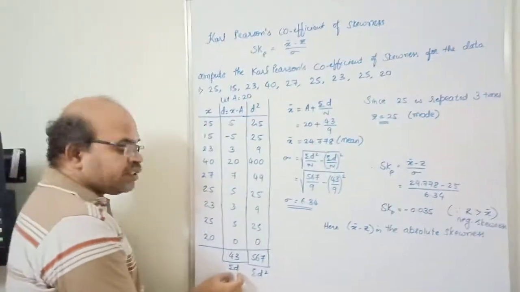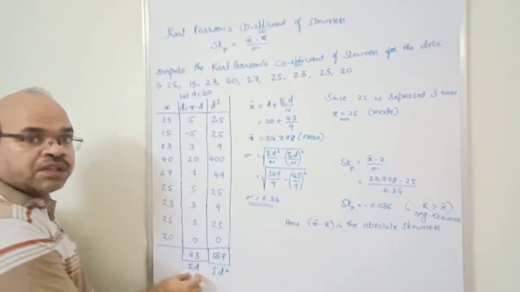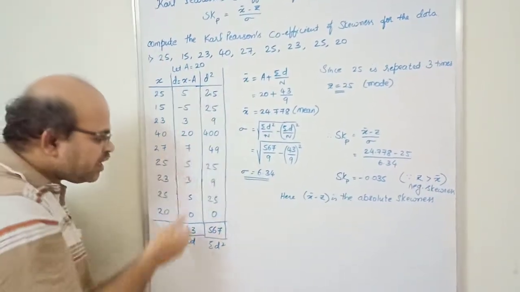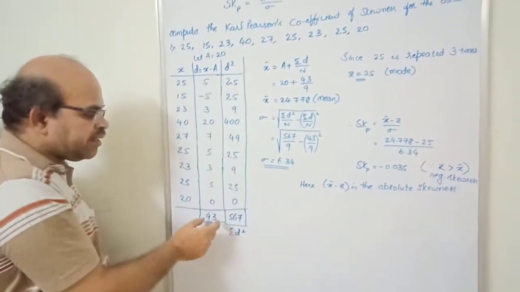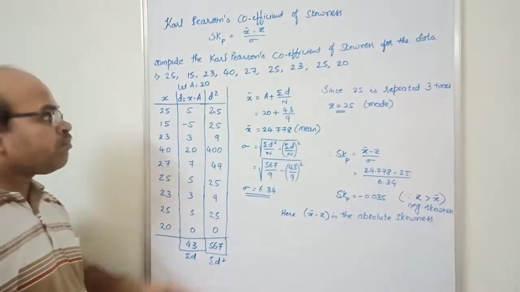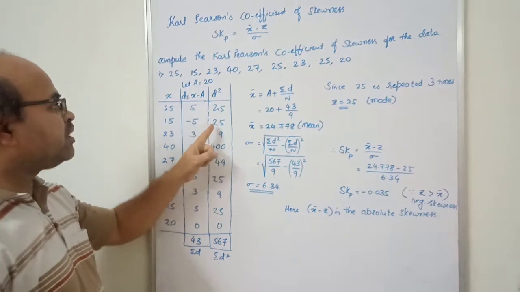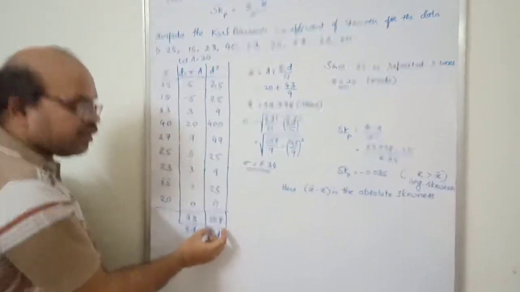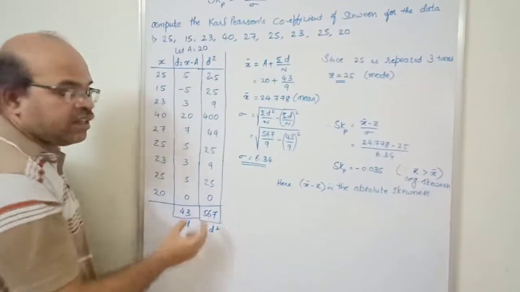You know very well that sigma D is very much needed in the assumed mean method. Therefore sigma D is taken, that is 43. If you add all these you will get 43. Then square it: 5 squared is 25, minus 5 squared is 25. You will get the D squared values. All the D squared values are taken and that sum is also taken, 567.